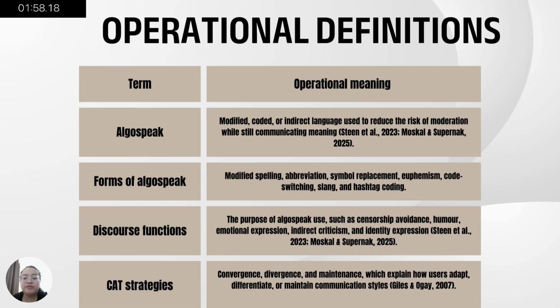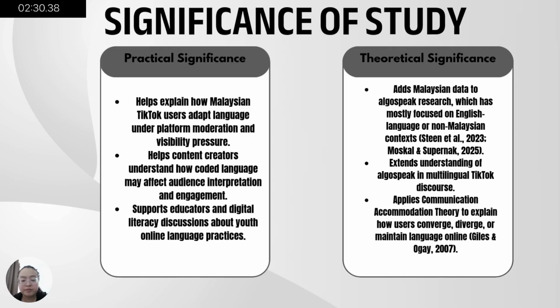For the operational definition, there are four terms. AlgoSpeak means modified, coded, or indirect language used to reduce moderation risk while still communicating meaning. Forms of AlgoSpeak include modified spelling, abbreviations, euphemism, code switching, slang, and hashtag coding. Discourse function refers to the purpose of using AlgoSpeak, such as avoidance, humor, emotions, criticism, and identity expression. CAT strategies, based on Giles and Ogay 2007, refer to convergence, divergence, and maintenance.